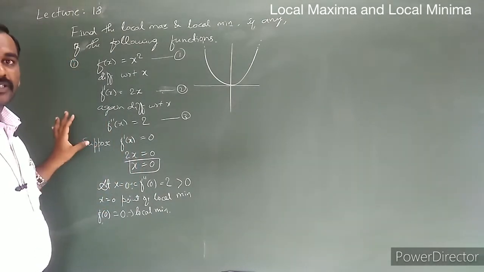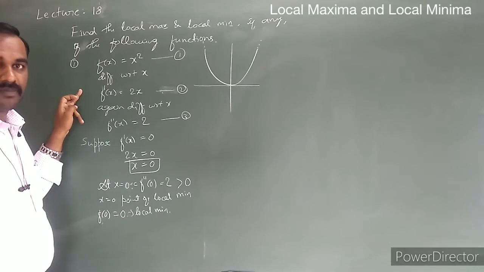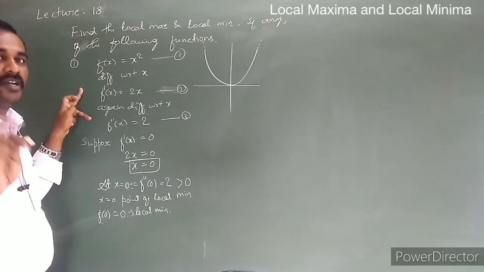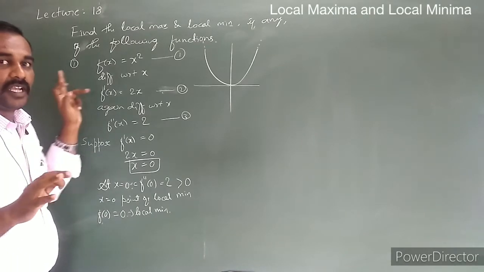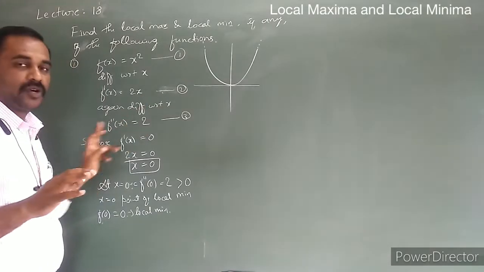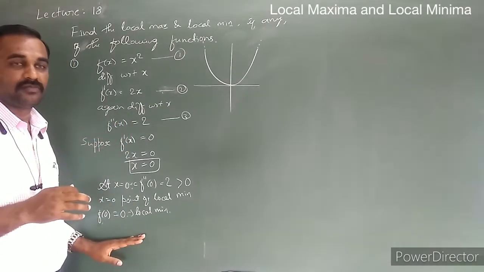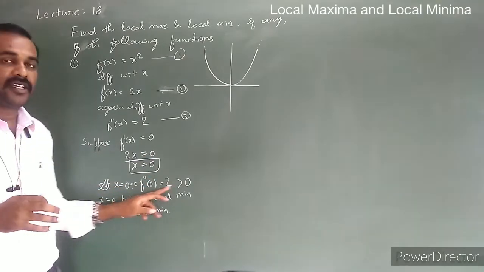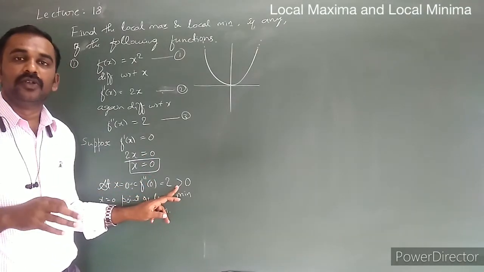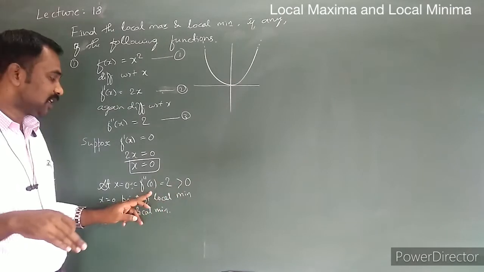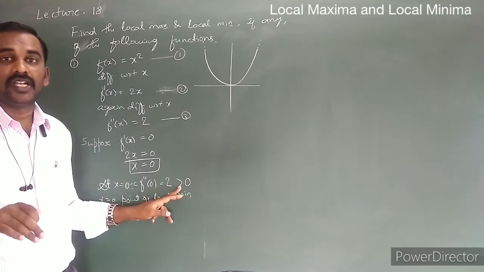First derivative, second derivative, first derivative. If it is possible to write it in factorized form, write it in the factorized form and equate it to 0, and we will get the critical points. At all the critical points, check the sign of the second derivative. If the second derivative is positive, it is a local minimum; if the second derivative is negative, local maximum.